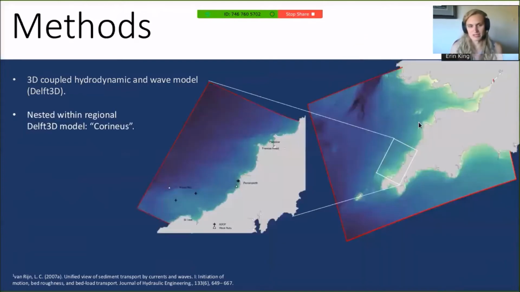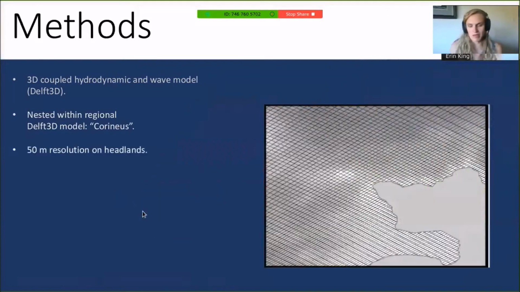We nested the three-dimensional North Coast model within a regional model shown here, which had a 1 kilometre resolution and was used to give water levels and currents to the more refined model's boundaries in the red lines here. The model had a 50-metre resolution on the headlands.